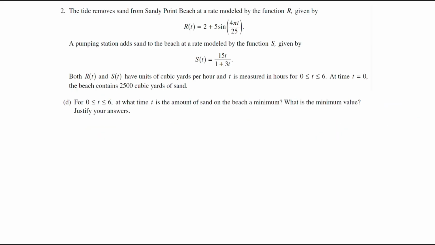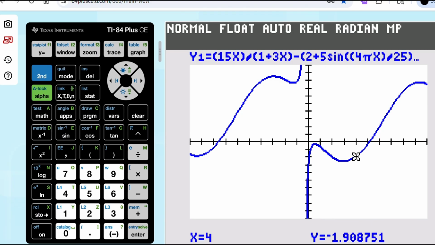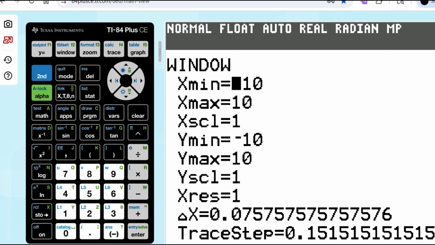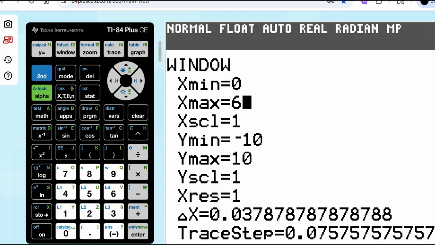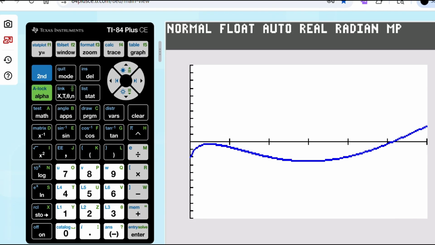Now that we've already looked ahead to part D, we were looking for when the amount of sand on the beach is a minimum on 0 to 6. So that can happen when our derivative, or s minus r, is equal to 0. So we've already graphed s minus r. Now I'm going to change my window so that I'm only looking from 0 to 6, because I don't really care about what's happening other than that. So now I can see just the portion of my function from 0 to 6.